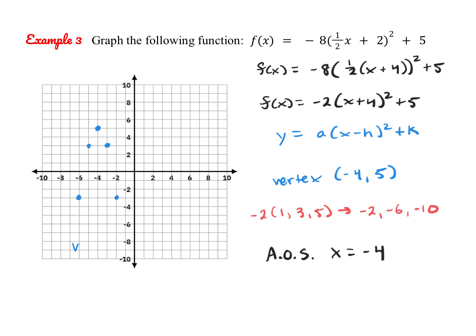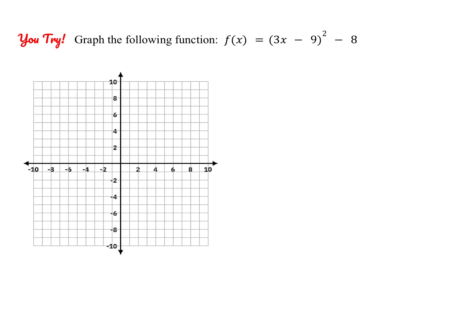So again, if you know points to the right of your vertex, you can use that axis of symmetry to help you find points to the left. And there you go. All right, go ahead and pause the video and give this one a try on your own.